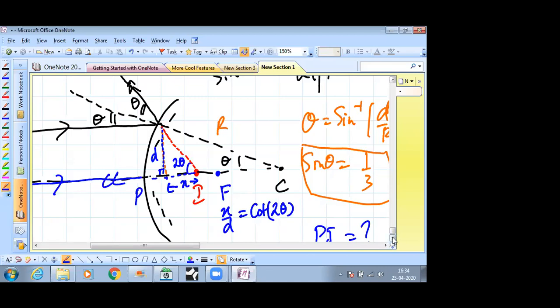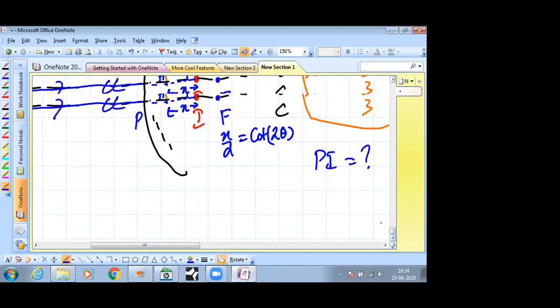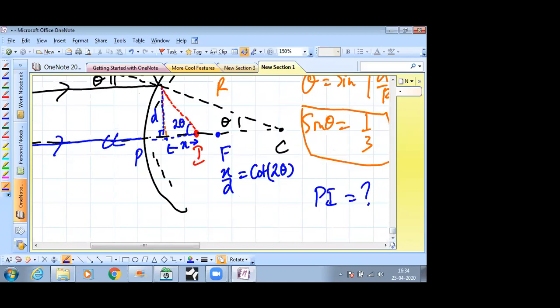And you also have to calculate this distance here, principal axis to this. I mean, whole point to this. Let us say this is y. So you also have to calculate y separately, which we'll do. Don't worry. So y will come from arc length concept. But let's focus on the x first.